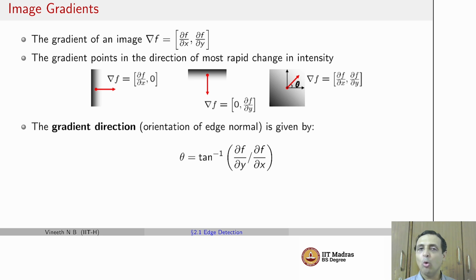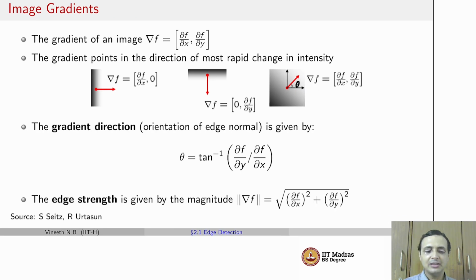How do you find the orientation of the edge? We said that edges have different orientations. From simple calculus, the orientation of the gradient is simply given by tan inverse of the gradient along y divided by the gradient along x. These are high school calculus results. And finally, the strength of the edge is given by the magnitude of the gradient. That is, square root of (∂f/∂x) whole squared plus (∂f/∂y) whole squared gives you the magnitude of the edge at that particular location. So how strong the edge is at that location is what this gives you.